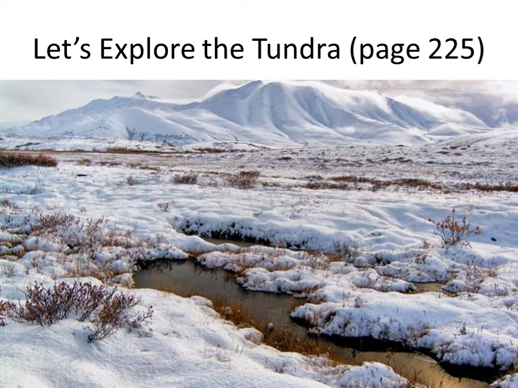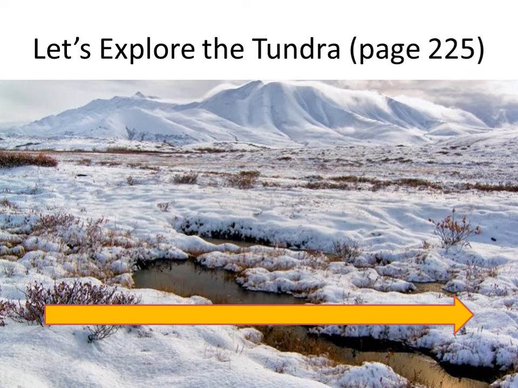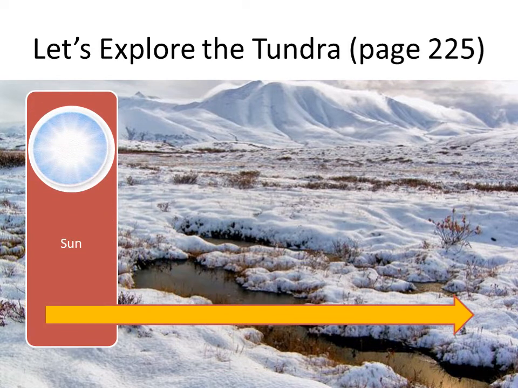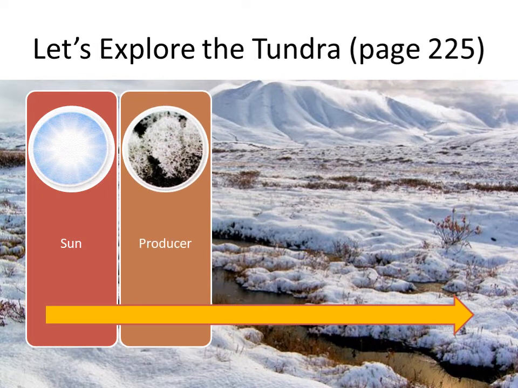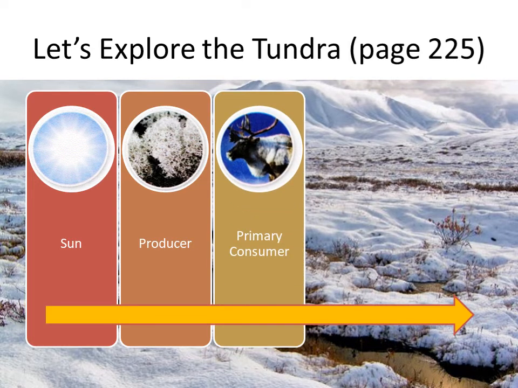So let's now organize the organisms and the sun that is found on page 225. The arrow shows the flow of energy from the sun till the end. So the sun is the source of energy and all the organisms depend on it to get the energy they need or the food they need. Who depends on the sun? The reindeer moth because it's a producer. It takes energy from the sun to make its own food.